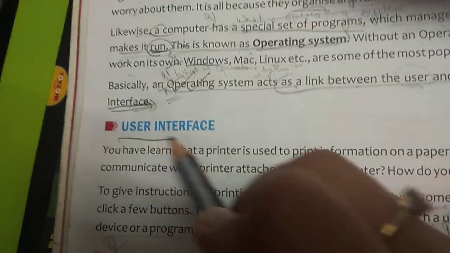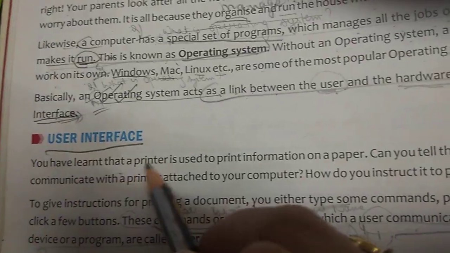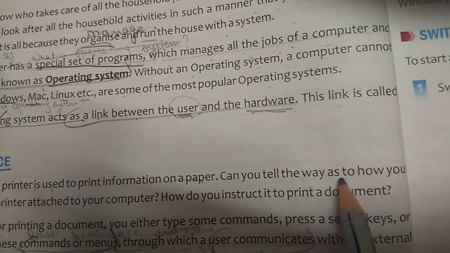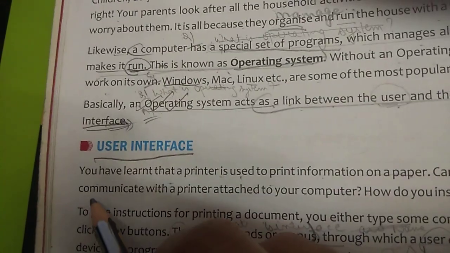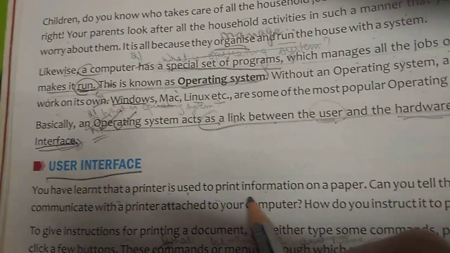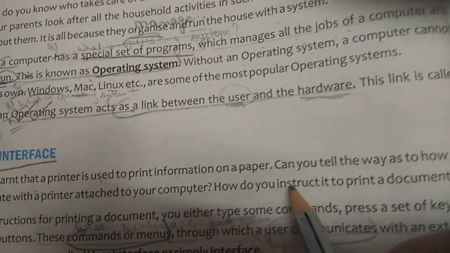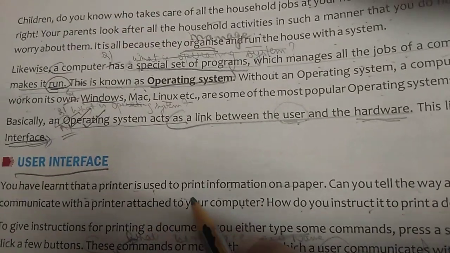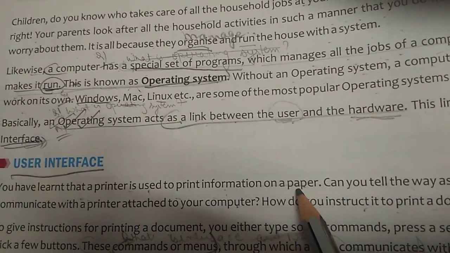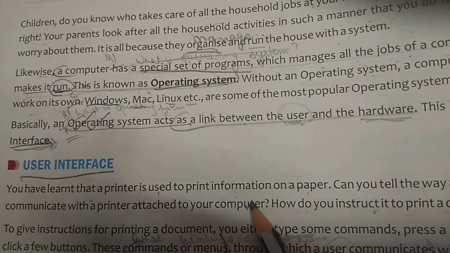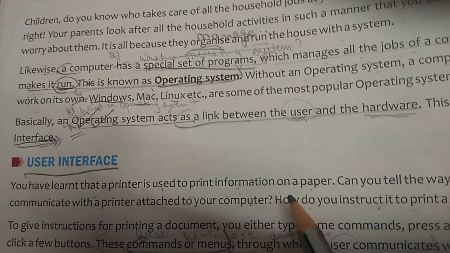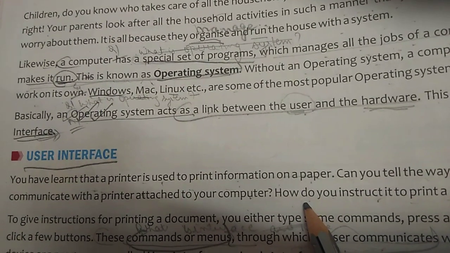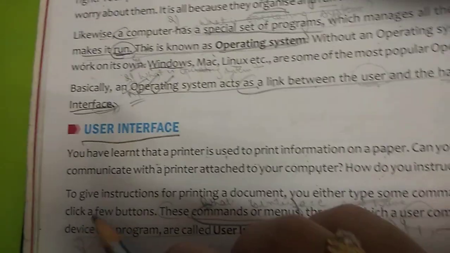Now what is user interface? You have learned that a printer is used to print information on paper. Can you tell the way as to how you communicate with the printer attached to your computer? How do you instruct it to print a document? To print information on a piece of paper, you have to give a command to the computer using the print command or Control plus P. That is called user interface.